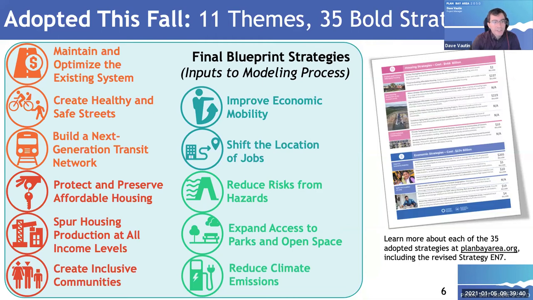For transportation, the final blueprint puts a heavy emphasis on maintaining and optimizing our existing system of roads and transit. It works to create healthy and safe streets by building protected bicycle facilities and reducing speed limits to make our roadways safer. And it includes more than $100 billion of expansion projects and optimization projects to create a next generation transit network for all modes.